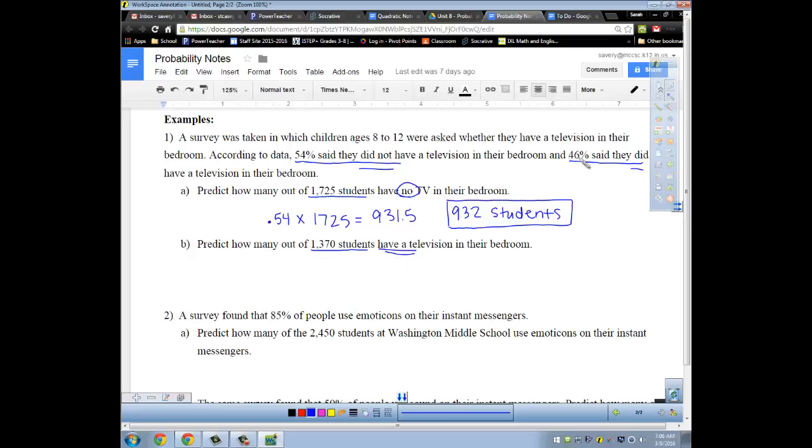So B, predict how many out of 1,370 students do have a television in the bedroom. So the percent that said that they did was 46%. So I see percent, turn into a decimal, multiply. So it becomes 0.46 times the number of students, which this time is 1,370. And I multiply that, I get 630.2. Again, I don't want 0.2 of a person. That's weird. So I'm going to round down since this 2 is less than 5. It's going to be 630 students.